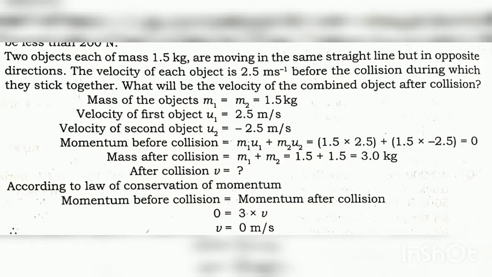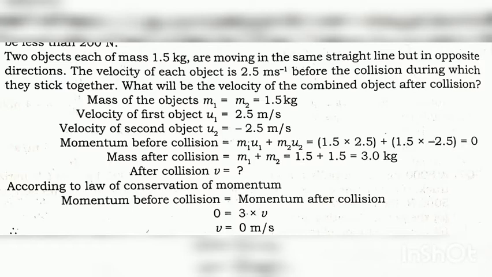So the question is, two objects are traveling in a straight line but they are taking opposite directions. After collision, they will definitely change their velocity. We don't know what that is, so the aim of the question is to find that out. Let's start with what they have given in the question.